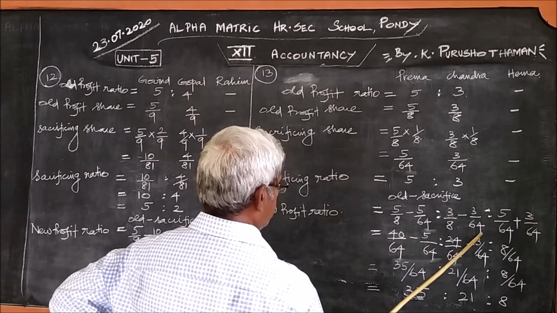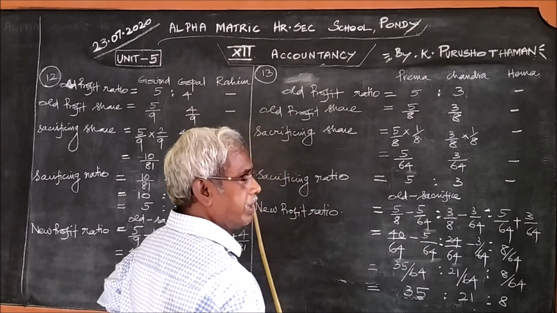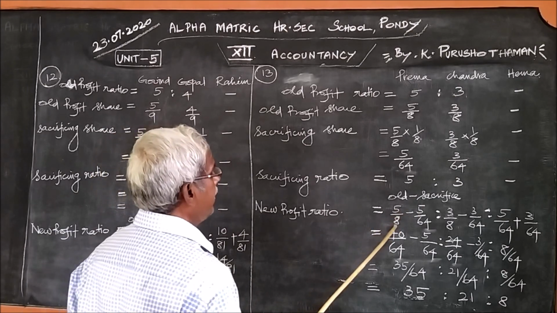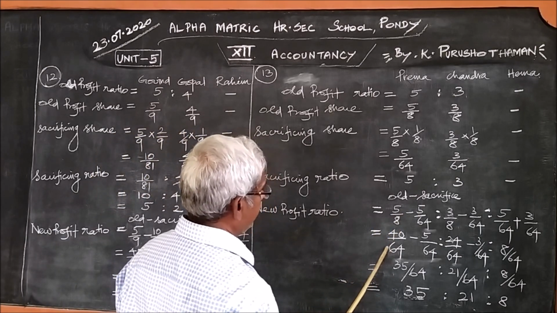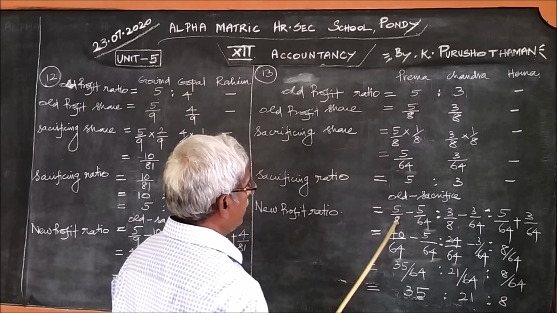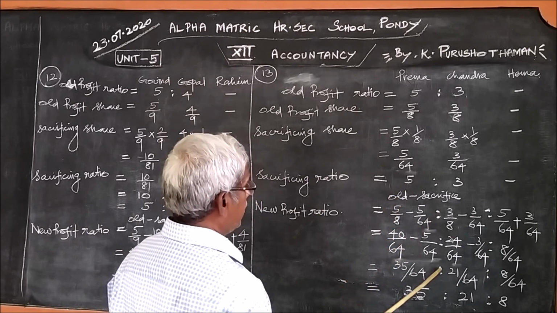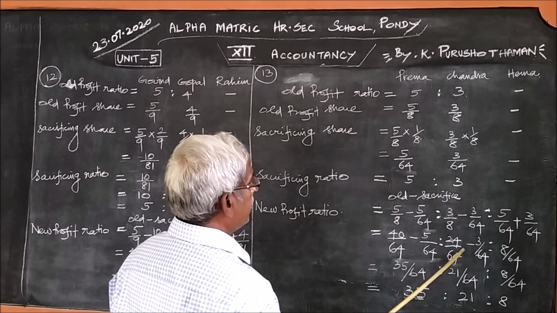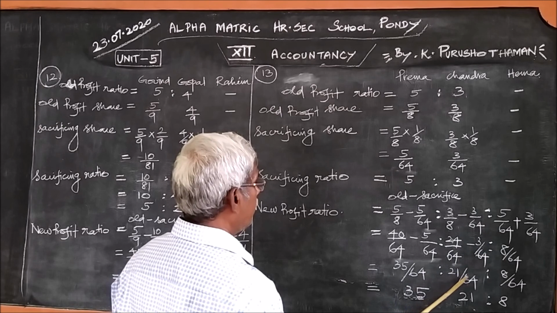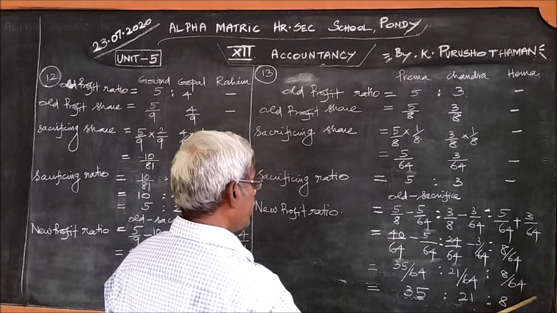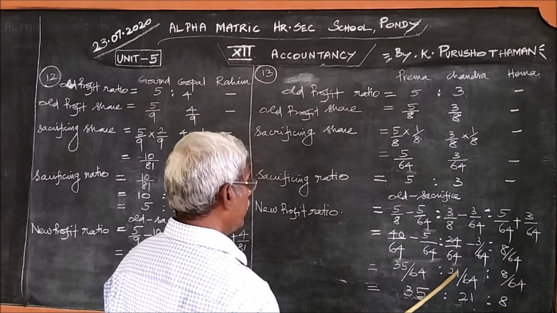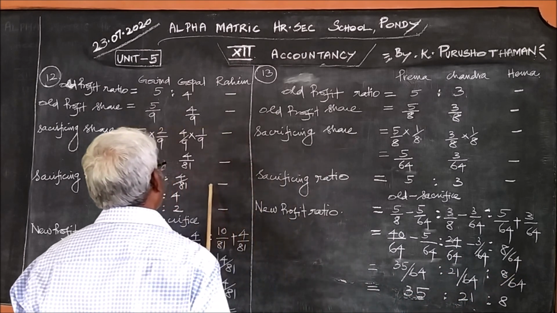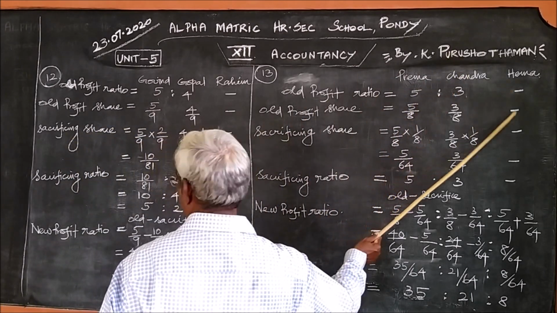Here 8 and 64 are different. So what must we do? Convert this into an equal denominator. When 8 is multiplied by 8, we get 64. 8 8s are 64, 8 5s are 40. 5 by 64, you write the same 64. 40 minus 5 is 35. Here the same 64, 24 minus 3, 21. Here 8 by 64. Since the denominators are equal, write the numerators: 35 is to 21 is to 8. That should be the new profit ratio of Prema, Chandra and Hema.